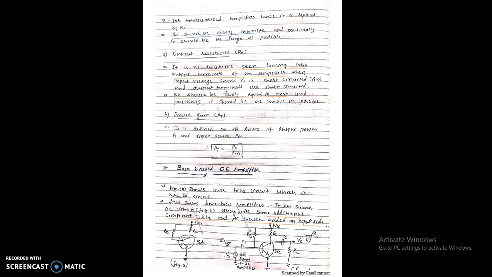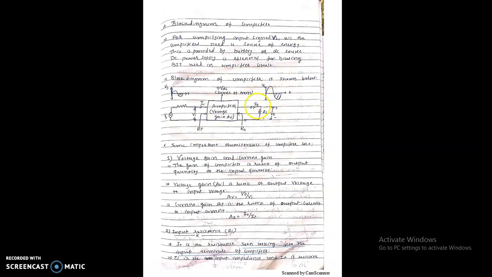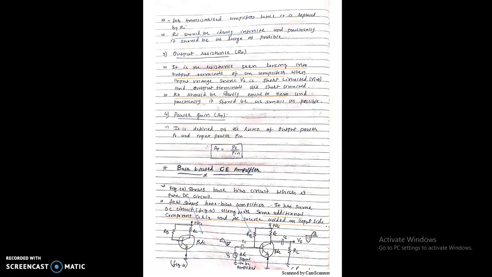Another parameter is output resistance. It is denoted by RO. It is the resistance seen looking into the output terminal, from the output side of the terminal of an amplifier. RO should be ideally equal to 0 and practically it should be as small as possible. And the last parameter is power gain. It is denoted by AP. It is the ratio of output power to input power. Through these parameters we can finalize our amplifier.